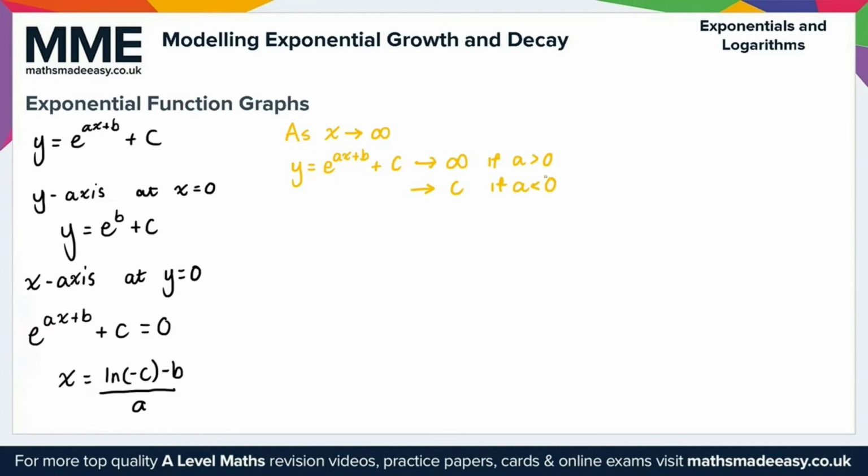And as x tends to minus infinity, y equals e to the ax plus b plus c will tend to c if a is greater than 0, and it will tend to infinity if a is less than 0.